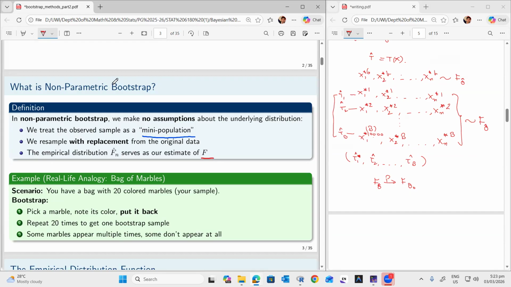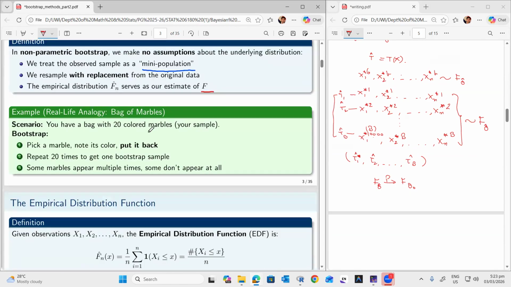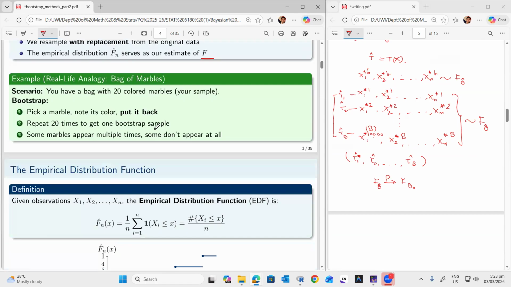All right. So a real life analogy: bag of marbles. You have a bag with 20 colored marbles. That is our sample. How do we do the bootstrapping there? We pick a marble, note its color, and put it back, and we repeat 20 times to get one bootstrap sample. Some marbles appear multiple times, and some do not appear at all.